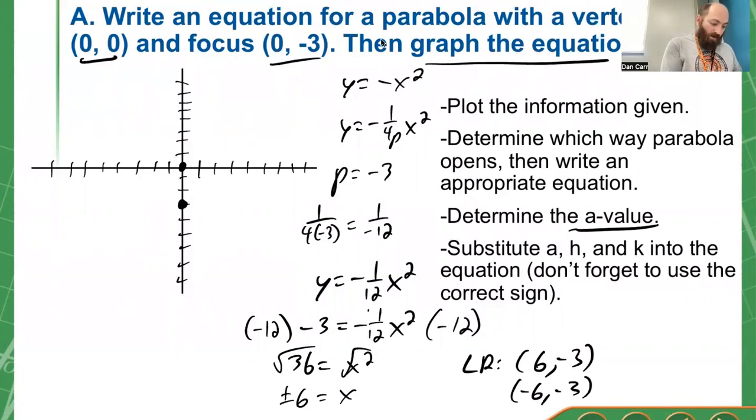So from here, what's here? 1, 2, 3, 4, 5, 6, and -3 here. 1, 2, 3, 4, 5, 6, and -3 there.